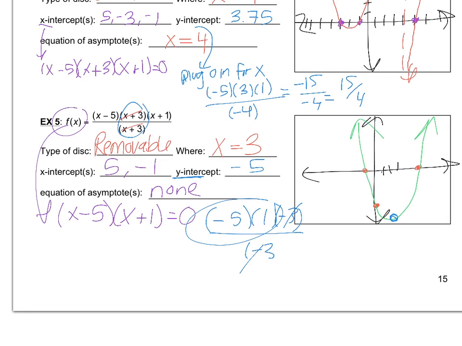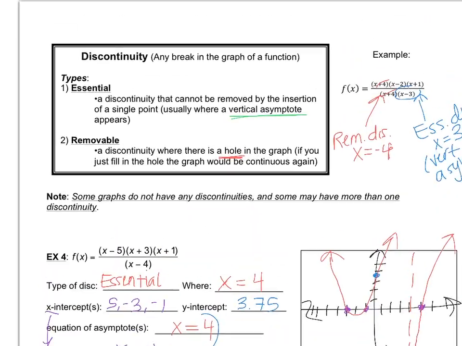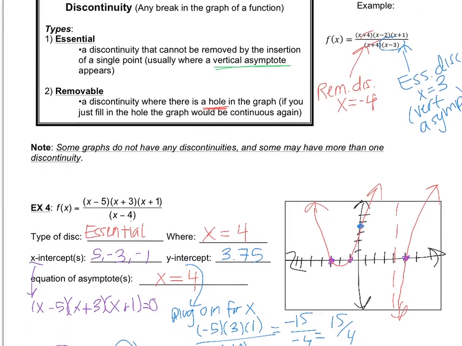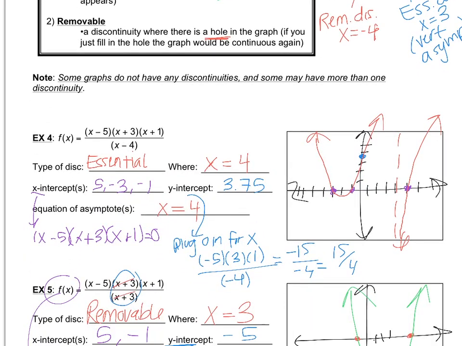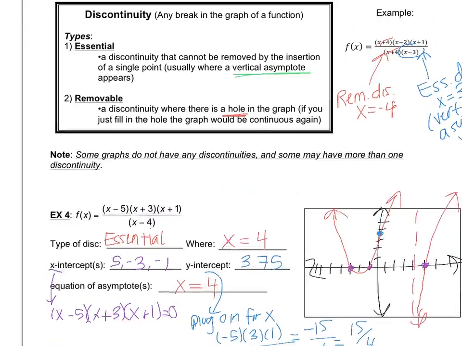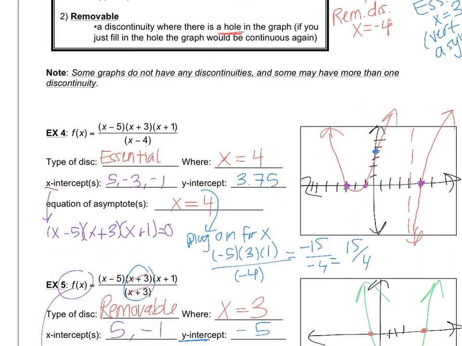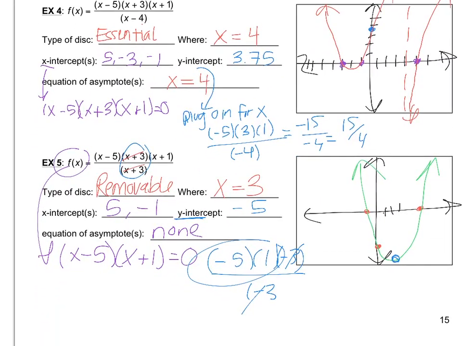So I'm going to stop here. The main thing that you guys get from these notes is that you're able to look at a function and identify discontinuities, what type, essential or removable, and x and y intercepts of the graph. So those are the main things that you should walk away with being able to do and understand. And we'll finish these notes in class.